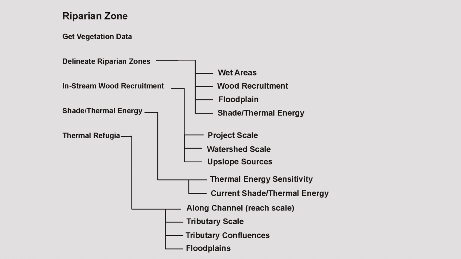There are four major components. One is to delineate the riparian zone itself based on varying processes in it. Then there's in-stream recruitment, which can be done at the individual forest harvest scale, but also at the watershed scale for restoration, and upslope sources of wood involved with mass wasting and landsliding. Shade and thermal energy is a big topic, both for protection of current forest and for restoration where old trees have been taken out. And thermal refugia is becoming more important at the network scale because of climate change.